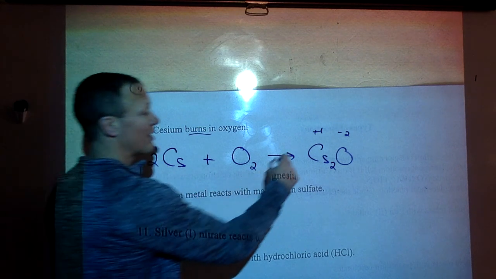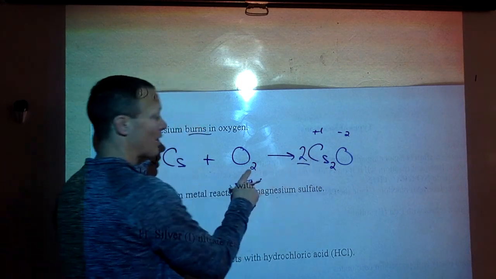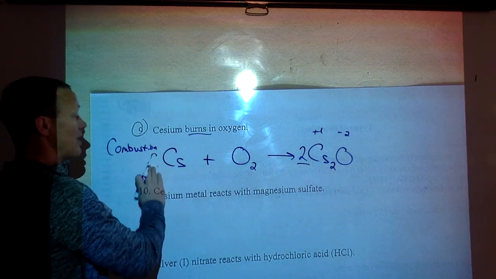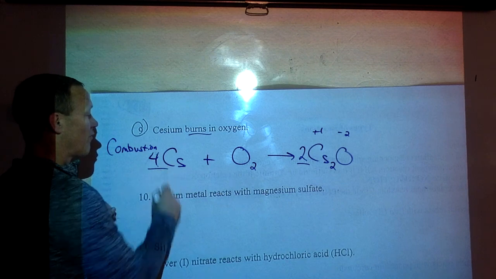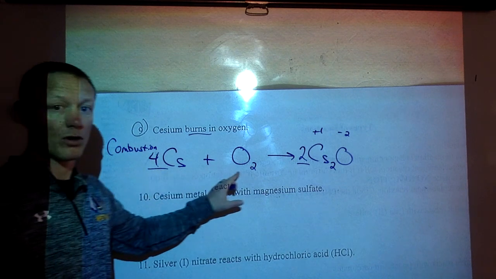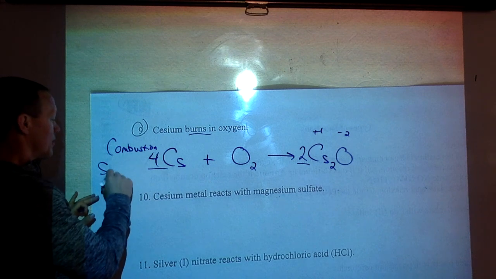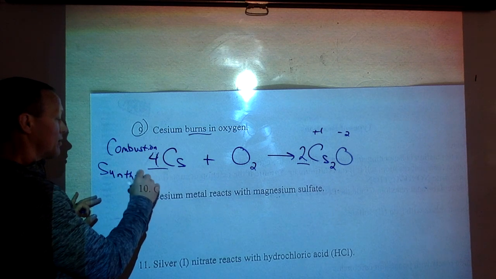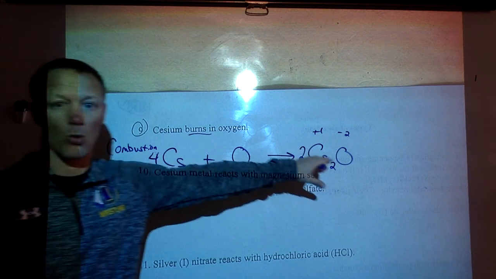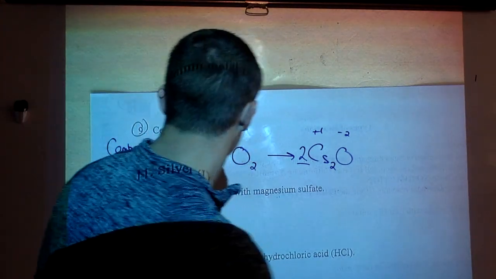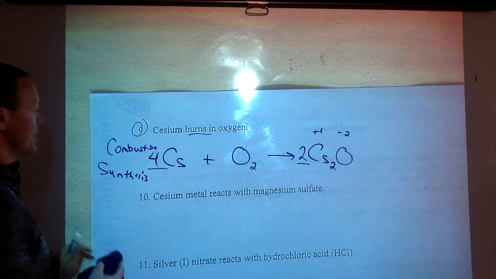We need 2 out in front of here. Nope, that's not going to work. We're going to need 2 out in front of here because there are 2 oxygen atoms here. That makes 2 there. That means we're going to need a 4 out in front of there. So it's a 4, a 1, and a 2. This also could be considered a synthesis reaction because you're taking 2 things and making 1. That's number 9. That would be, again, combustion.